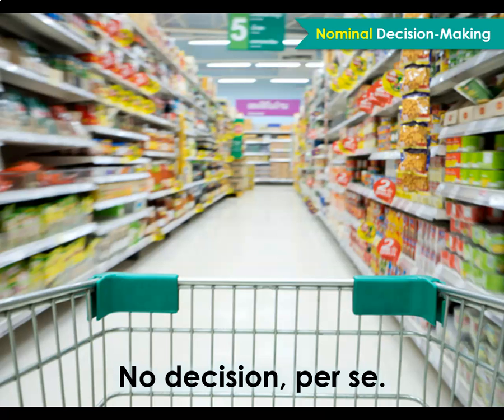With nominal decision-making, this is also known as habitual decision-making, an effect involving no decision per se. Nominal decisions occur when there is a very low involvement with the purchase. A completely nominal decision does not even include consideration of the quote-unquote do not purchase alternative.